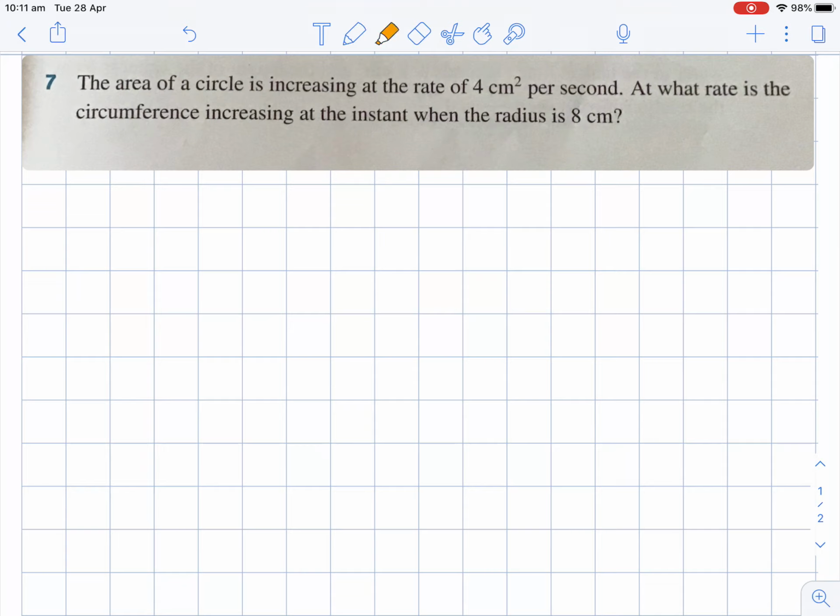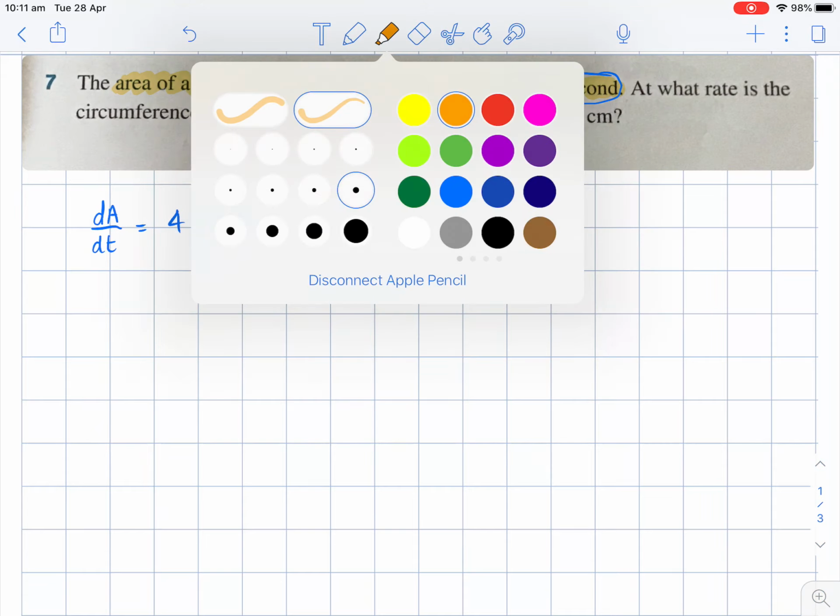So the ideas are all the same as what we previously spoke about. We have the area of a circle is increasing at a rate of 4 centimeters per second. So the first thing I can straight away say is I've got an area and it is per second. So I can write the change in area with respect to time is equal to 4 centimeters per second. So we've got a piece of information that's given to me straight away.